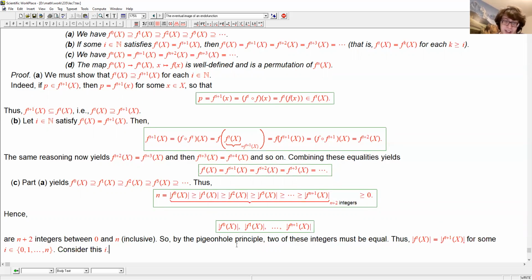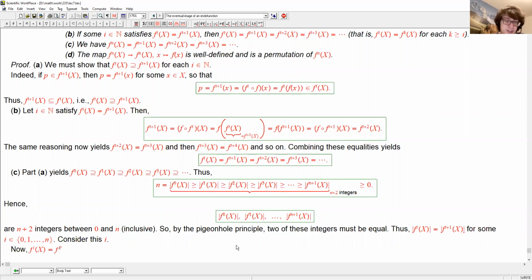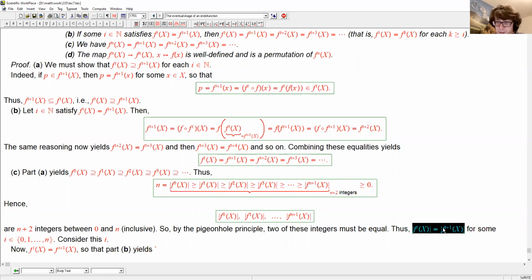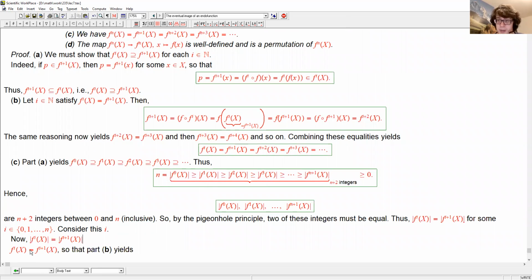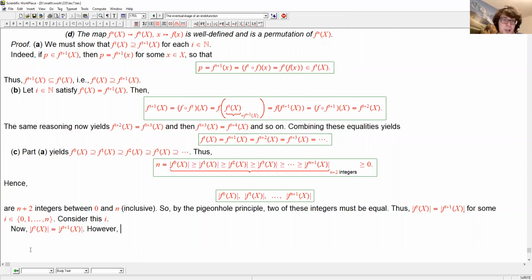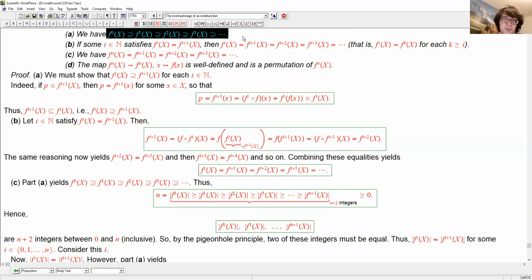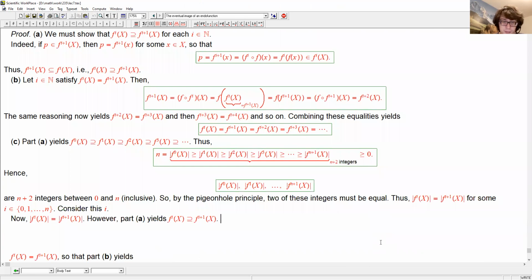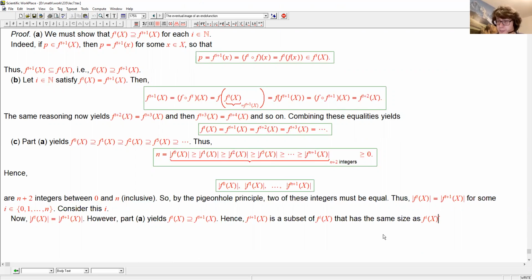Okay, consider this i. Now, f^i(X) has the same size as f^(i+1)(X), so that part B yields that... For now, it's not the sets being equal, it's the sizes being equal. However, part A, this chain here, shows that f^i(X) contains f^(i+1)(X) as a subset. Therefore, f^(i+1)(X) is a subset of f^i(X) that has the same size as f^i(X).